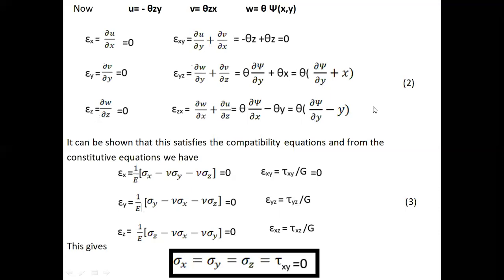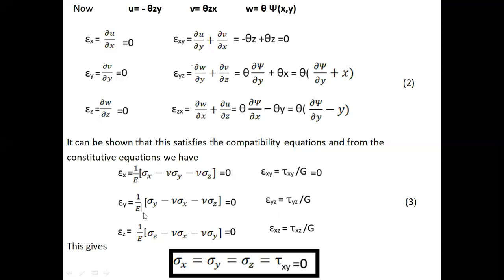Because this equation we have to use quite often. Now, let's go to the stresses. To find out the stresses, obviously we have to use the constitutive equation, or the generalized Hooke's law in 3D. So what is epsilon x? Epsilon x is 1 by E times sigma x minus mu sigma y minus mu sigma z, and epsilon x is 0. So this expression is 0.